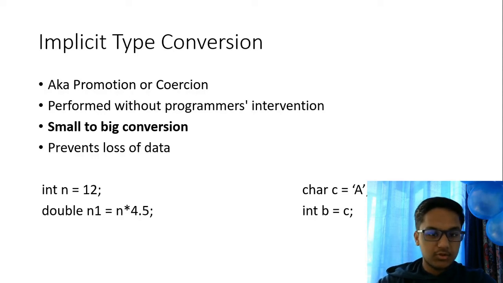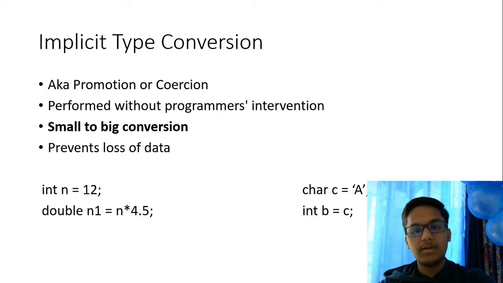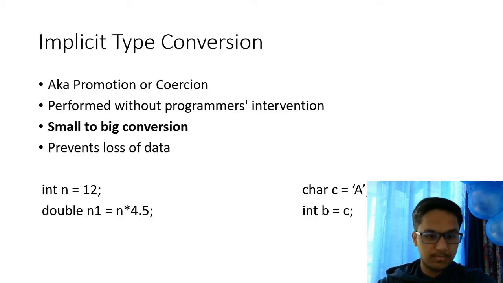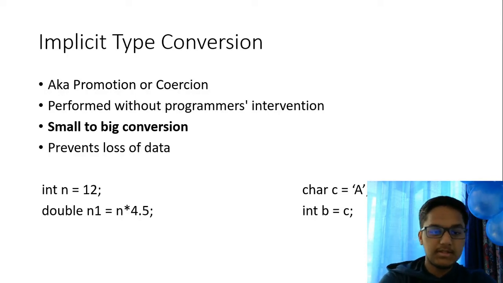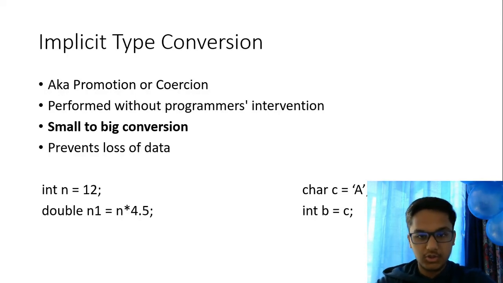This type of conversion is also known as promotion or coercion, and implicit, as the name suggests, happens automatically. The programmer does not need to do it. It happens implicitly inside the computer, without the programmer's intervention. Implicit type conversion is basically conversion from a smaller data type to a larger data type. That's what you have to remember.